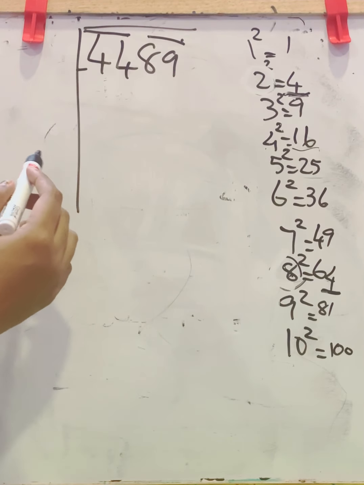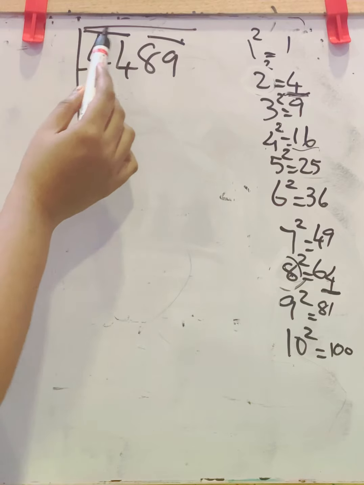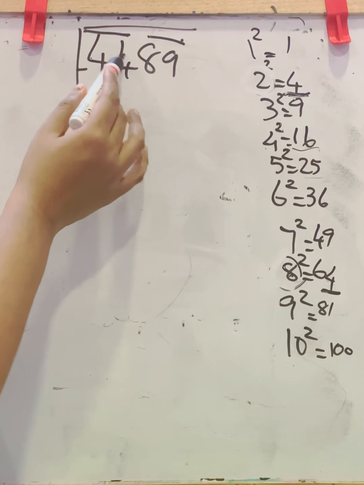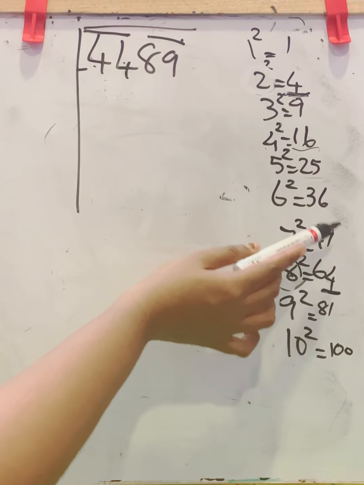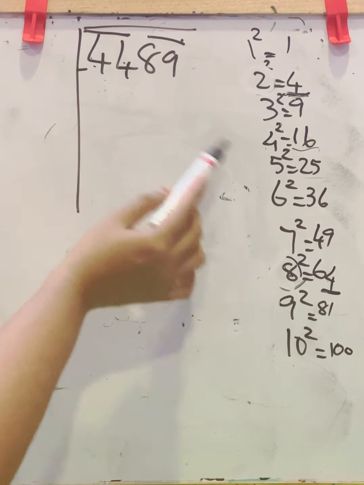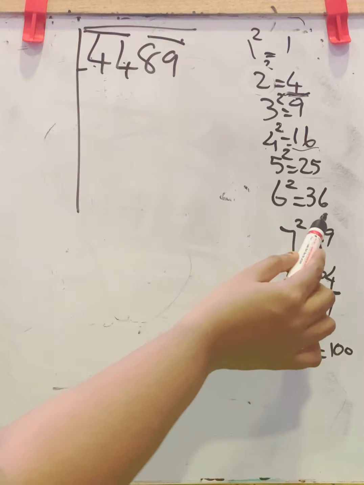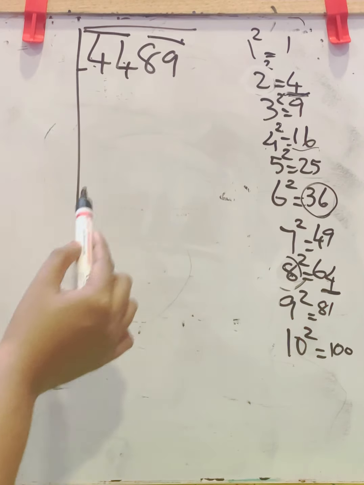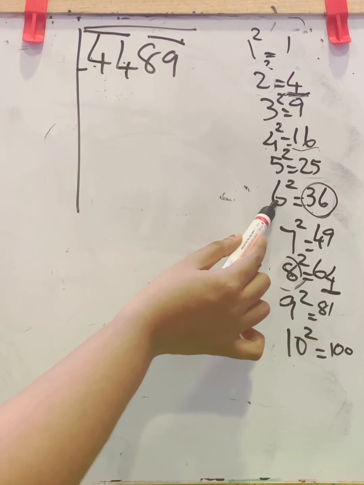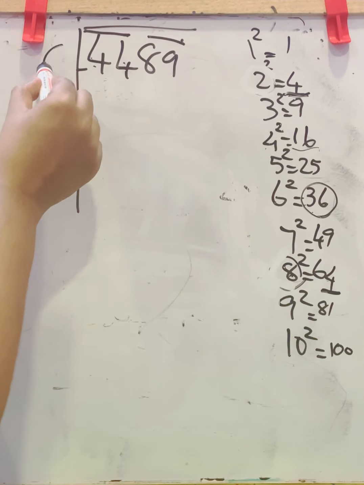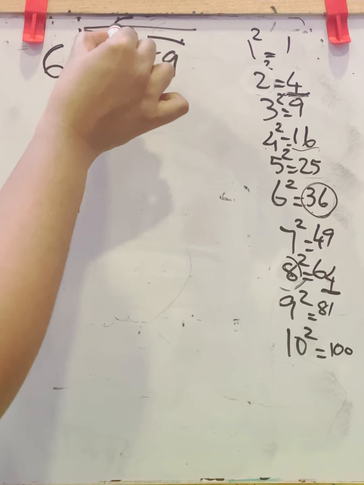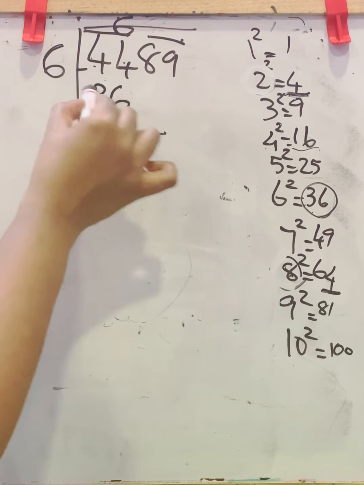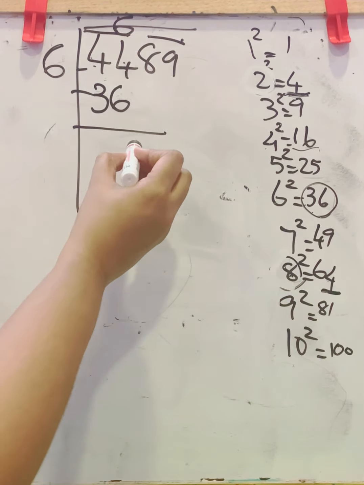Now here, first you have to check which is the smallest perfect square number than this. In our table, it lies between 36 and 49. 44 lies between 36 and 49, and the smallest perfect square is 36. 36 means 6 sixes are 36. So here, don't write 36 here. Here you write 6 sixes are 36. Now subtract this. You will get 8.